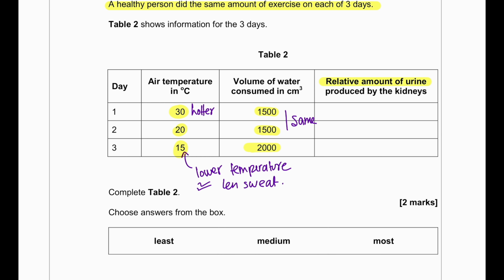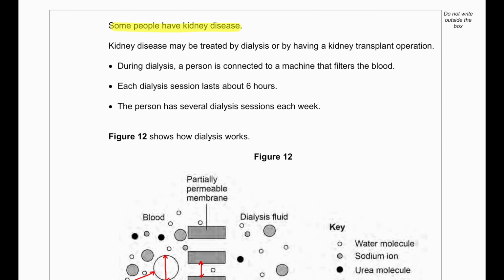The relative amount of urine produced by the kidneys on a 30 degrees Celsius day obviously is going to be the least, and on a day where the temperature was low, less sweating occurred and more water was consumed, so the amount of urine produced by the kidneys would be the most. By process of elimination, medium will be the middle one. Because the temperature was moderate and the water consumption was the same, definitely a medium amount of water will be removed by the kidneys. Some people have kidney disease.